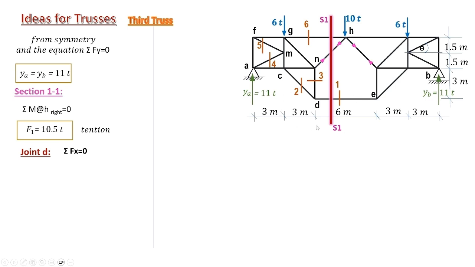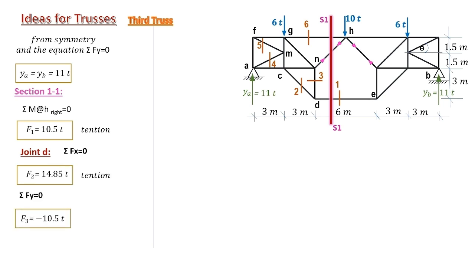Taking joint D, we notice that we have three members connected to it, 1, 2, and 3. We already computed member 1, and therefore equilibrium in the X direction will give us member 2. Having member 2, we can consider equilibrium in the vertical or Y direction to get member 3. And those are the values shown here.